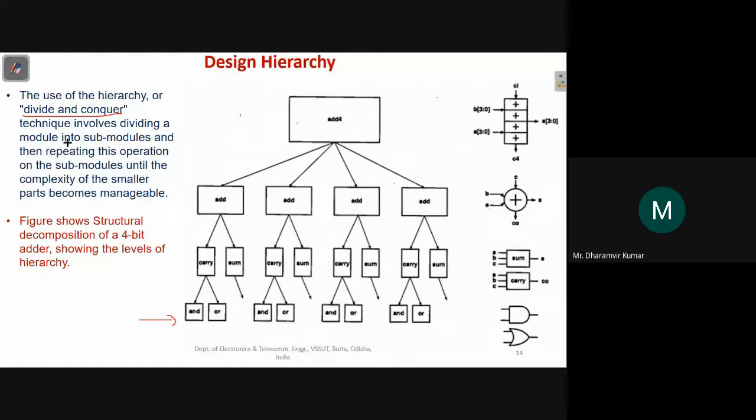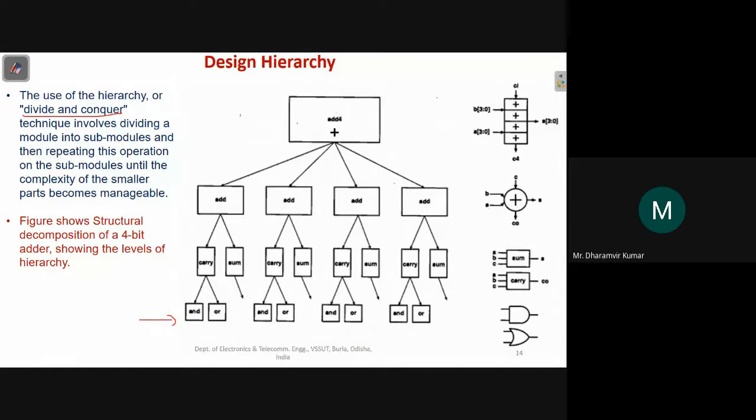So this technique involves dividing a module into submodules and then repeating this operation on the submodules until the complexity of the smaller parts becomes manageable. Because it is very hard to design a complex system just by working at that level. So it is always wise and beneficial to use this concept while designing any kind of circuit.